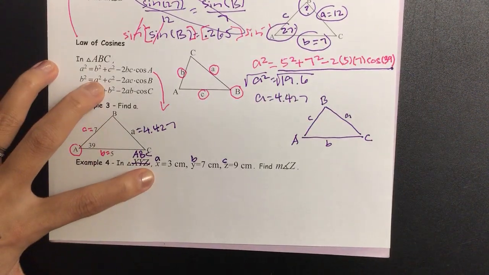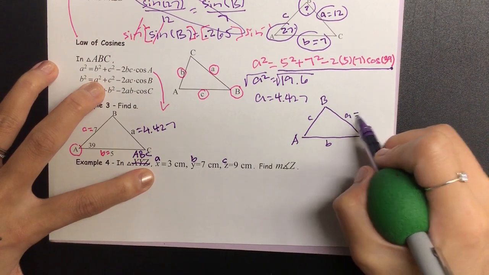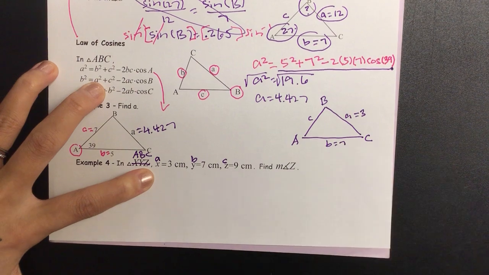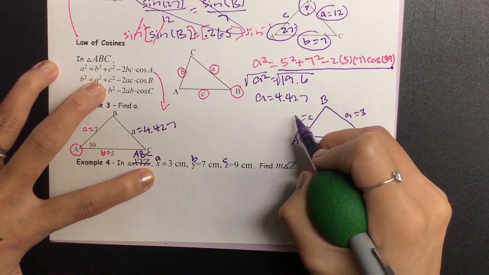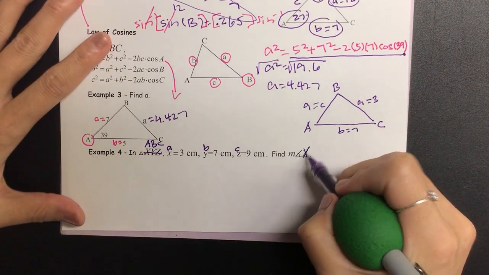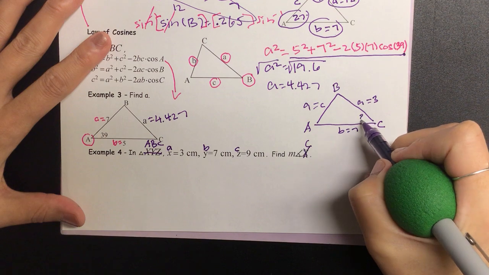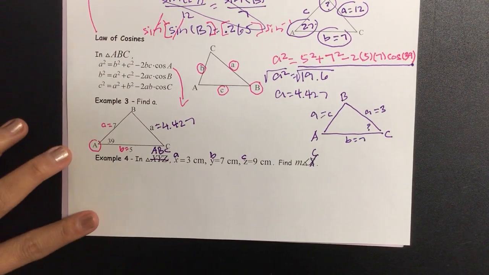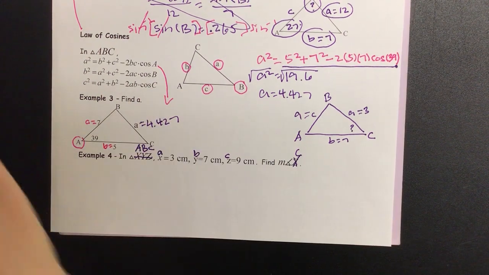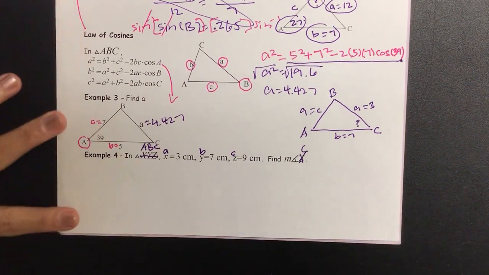It says side A is 3. Side B is 7. And then side C is 9. What angle is it asking us to find? So you know this is C. We're looking for this one right here. So which formula do I know to use? The last one, the one with the angle C. Very good. So let's go ahead and fill it out.